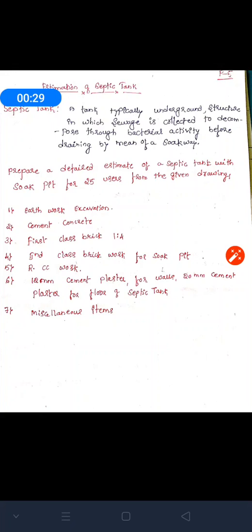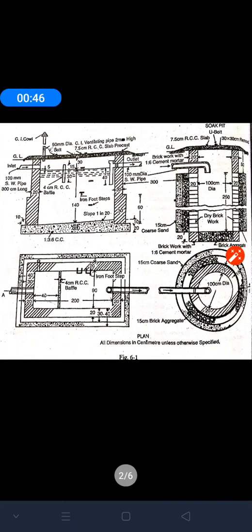Here today we're going to calculate the quantity of different items. The question given is: prepare a detailed estimate of the septic tank with the soak pit for 25 users. The dimensions of the septic tank are already designed and given. Based on that, we have to estimate these items. Here we have 7 items. So here he has given the drawing.